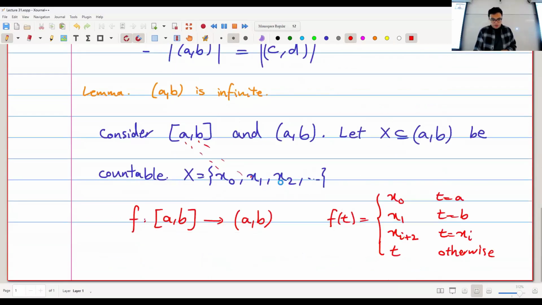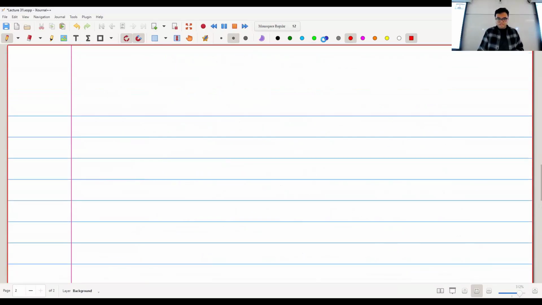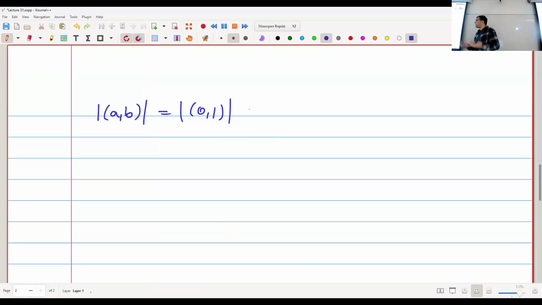Okay, let's do the second part. Actually, instead of showing that all of these sets have the same size, I just show that any segment from A to B has the same size as the segment from 0 to 1. And this would prove that all of them are the same size. So I just need a function f that maps the segment from A to B to the segment from 0 to 1. Now the intuition here is very simple.